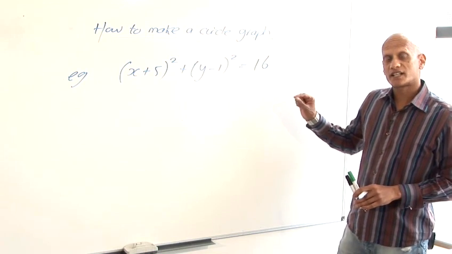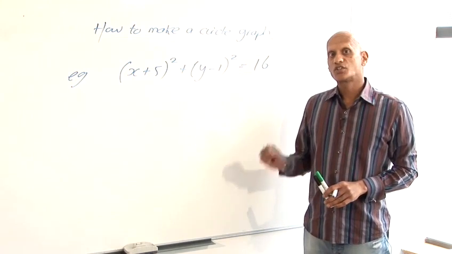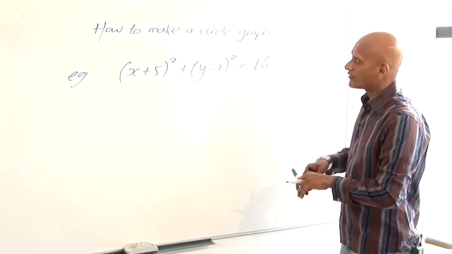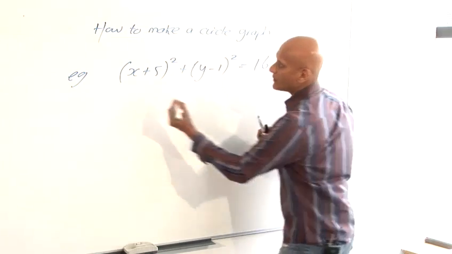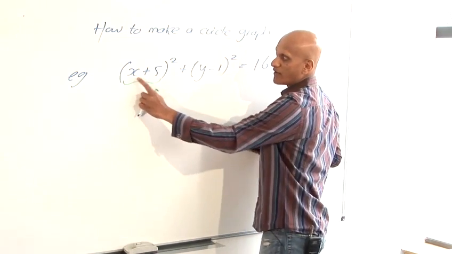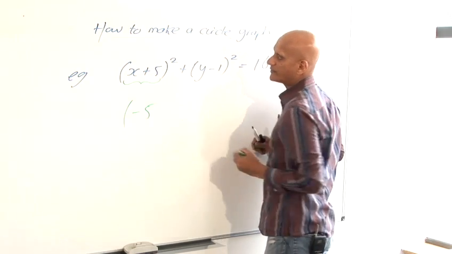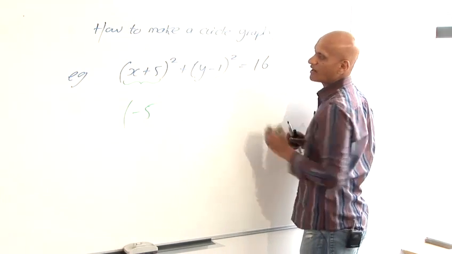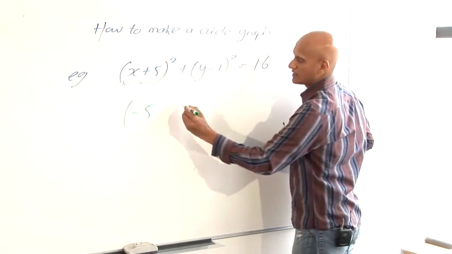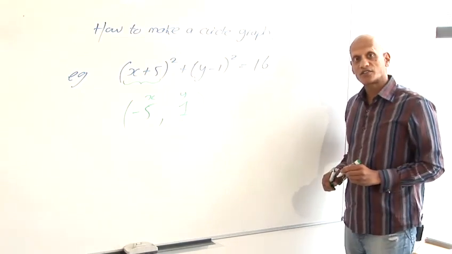Now all we need to do is identify two things. One, the center of the circle, and two, the radius of the circle. We can find the center of the circle simply by imagining each of these brackets is 0. So if this bracket were to be 0, then x would have to be minus 5. And for this bracket to be 0, y would have to be 1. So those are my x and y coordinates of the center of the circle.